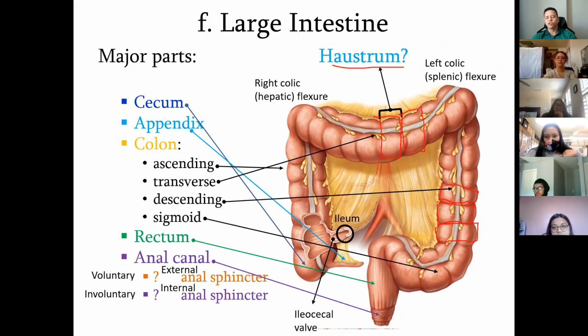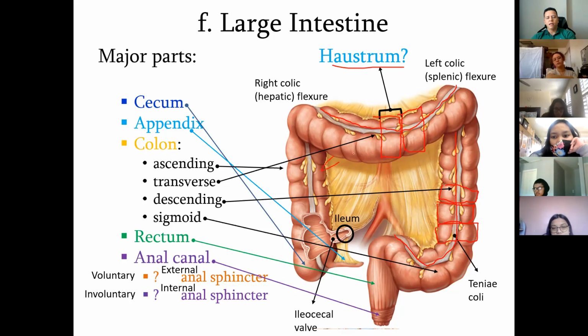And each haustrum is formed because there is a line of smooth muscle right here. You see this line right here? This line is representing a muscle that is called the teniae coli. And this teniae coli gives this semi-contracted look of the large intestine, okay?